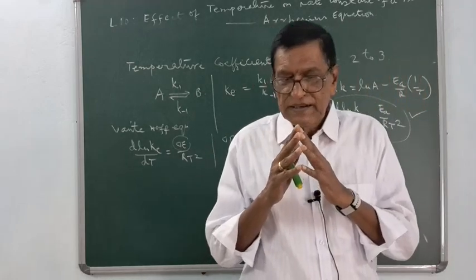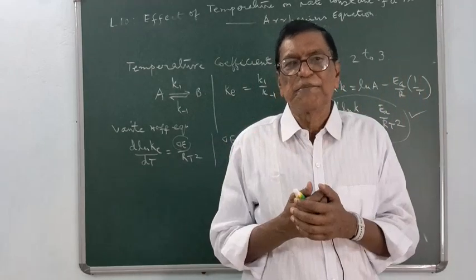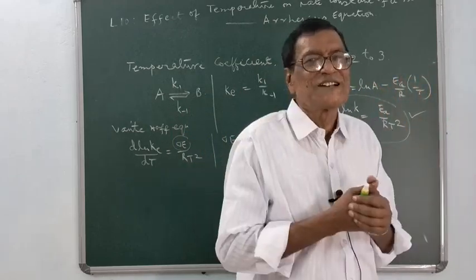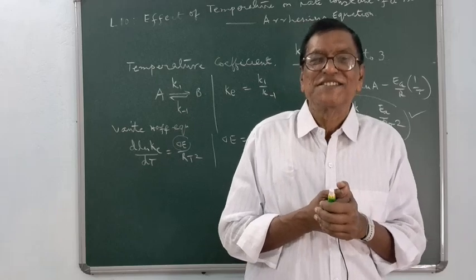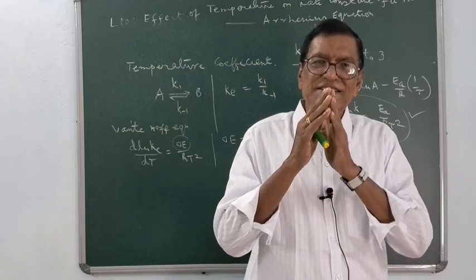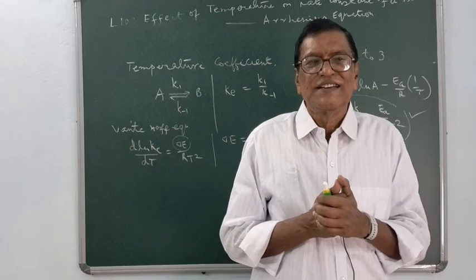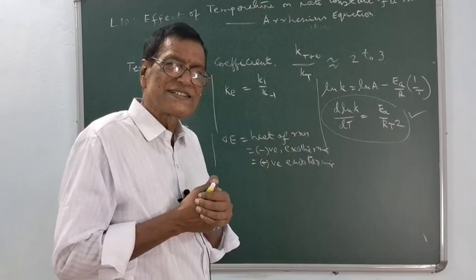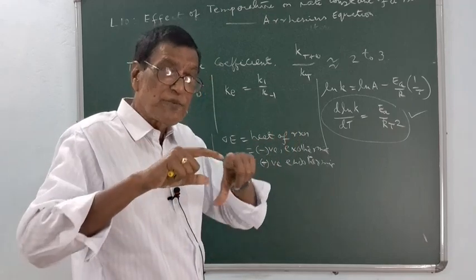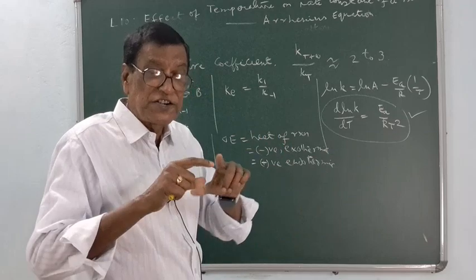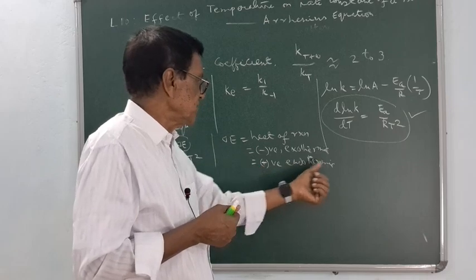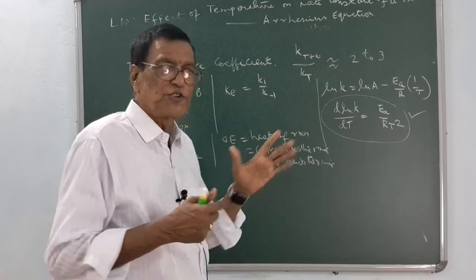in a chemical reaction, breaking of the old bonds and making of the new bonds involves energy. So either energy is released, in that case delta E is negative and we call them exothermic reactions. Whenever energy is absorbed for these reactions to continue, it is endothermic, delta E equal to positive.